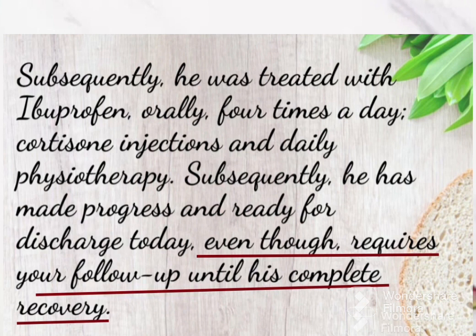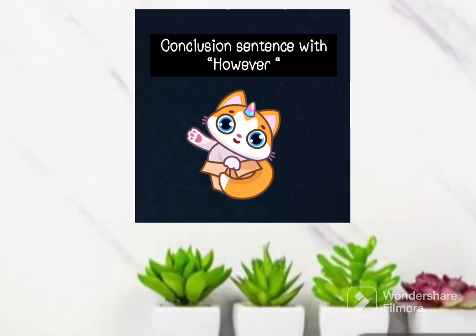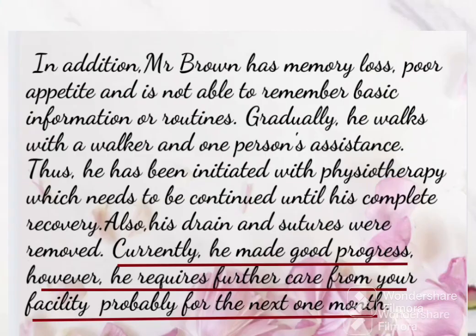It is just like assistance only. So this is for a positive conclusion. We will use it for a positive conclusion, even though you will use it for a positive conclusion. Then the next task, we will see the usage of however for the conclusion. Currently he made good progress, however he requires further care from your facility probably for the next 1 month.